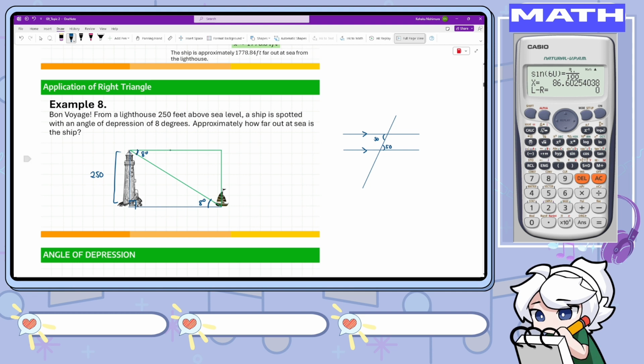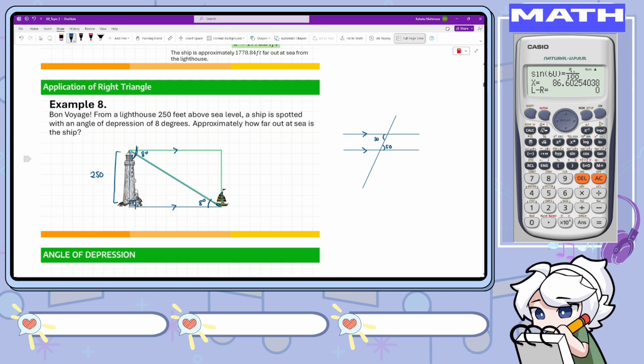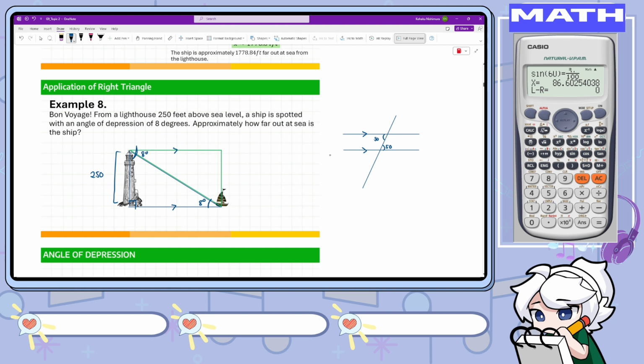If these two lines are parallel and this is a transversal, these two angles share the same measure because they are alternate interior angles. Thus, if we have points A to B, the angle of depression from A to B is equal to the angle of elevation from B to A, which is a very good analysis of this figure.